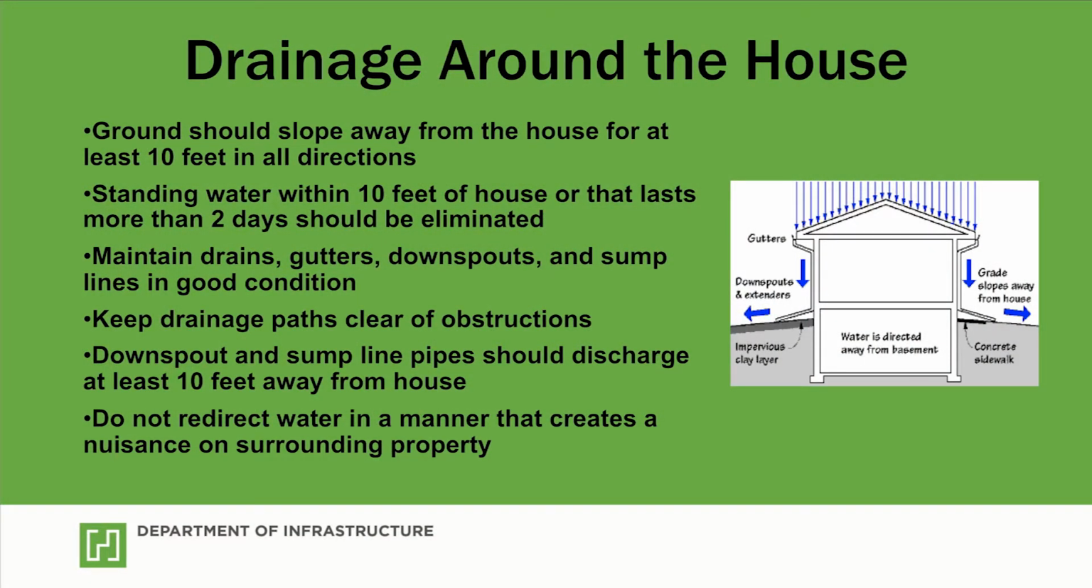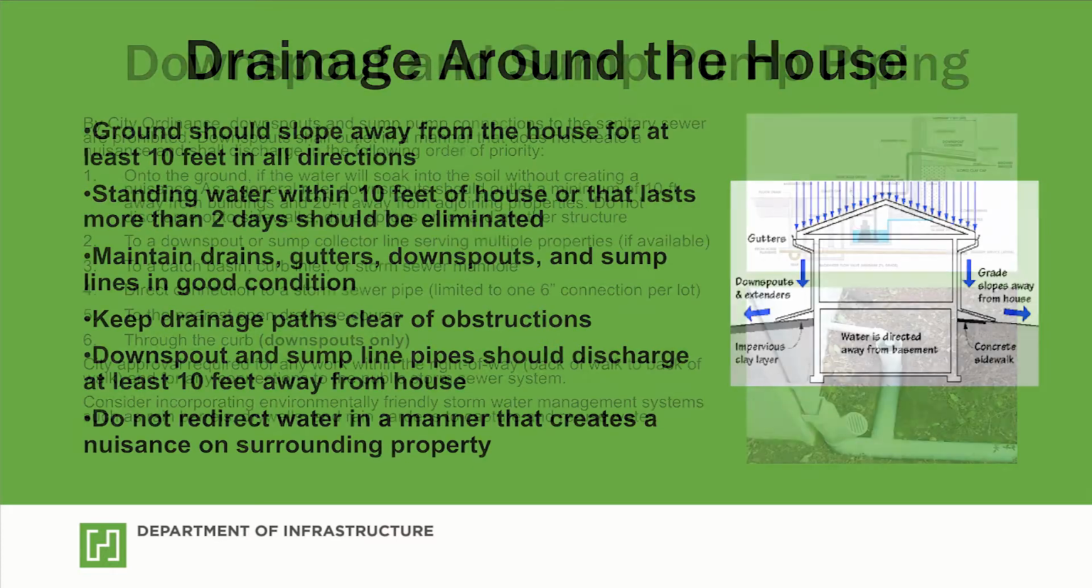Your downspout and sump line should discharge at least 10 feet away from your house. I know it's difficult in some of the smaller lots, and I'll go into a little more detail on how and where those lines should discharge here in a moment. And as you are making improvements, say you find some issue, please make sure that you don't redirect the water in a way that just shifts the problem somewhere else, creating a nuisance for the neighbor, the surrounding properties, or the road right-of-way.